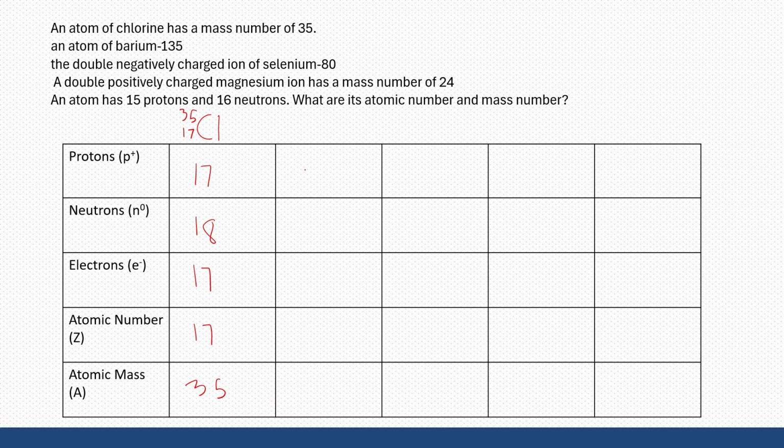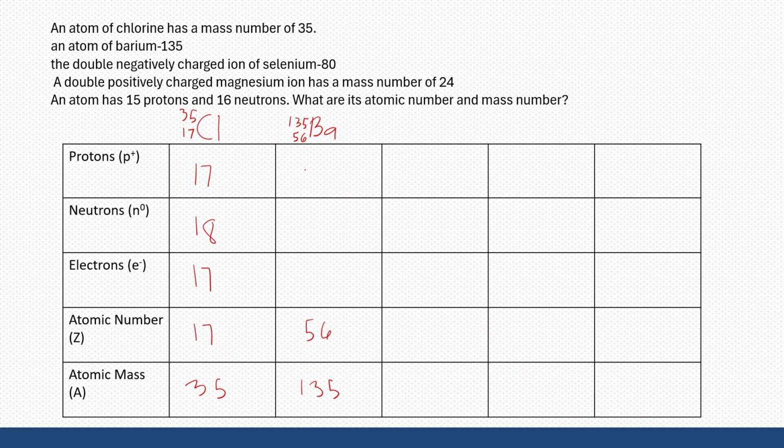Okay? Next, for barium 135, the symbol for barium is Ba. Now, when you say dash 135, it is stated that the 135 is its atomic mass. Okay, so we can write it here, 135. Now, again, we will look at the periodic table for the atomic number of barium, which, if we have the same periodic table, is 56. Right? So we can write it down.